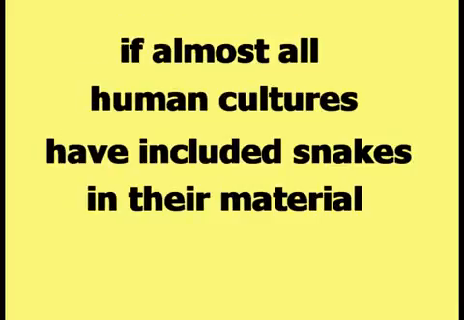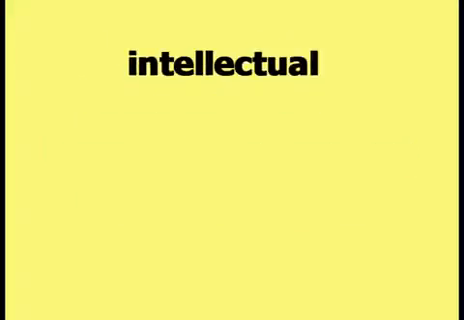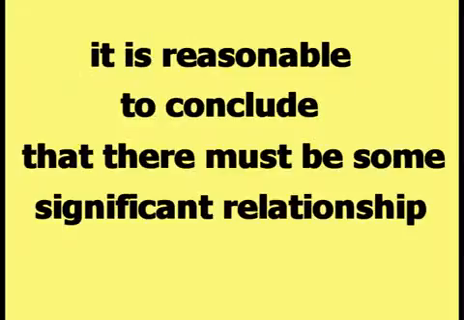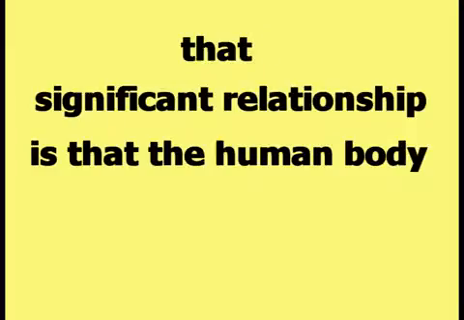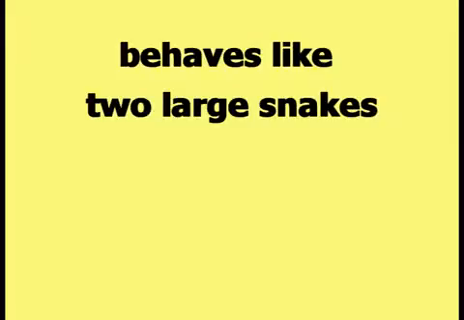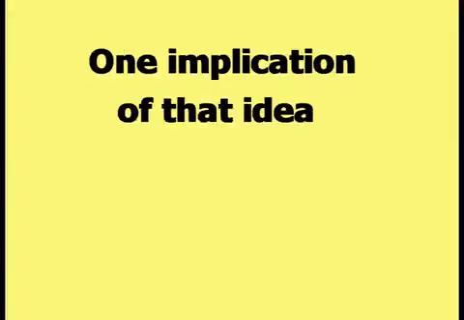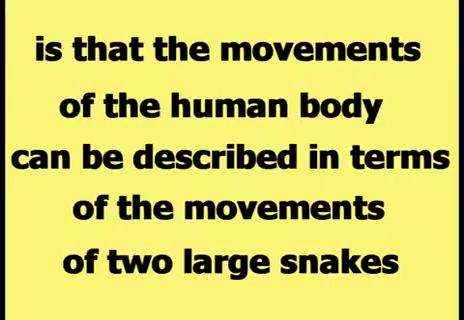According to Happeh Theory, if almost all human cultures have included snakes in their material, intellectual, and spiritual creations, it is reasonable to conclude that there must be some significant relationship between snakes and human beings. According to Happeh Theory, that significant relationship is that the human body, at a deep level, behaves like two large snakes. One implication of that idea is that the movements of the human body can be described in terms of the movements of two large snakes.